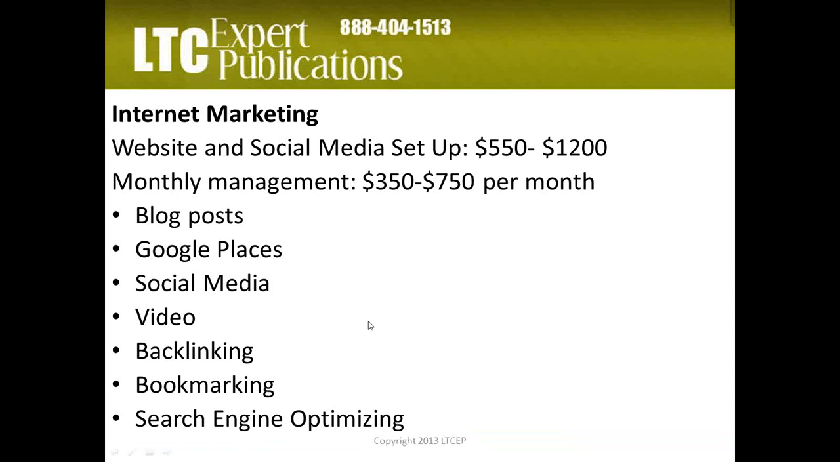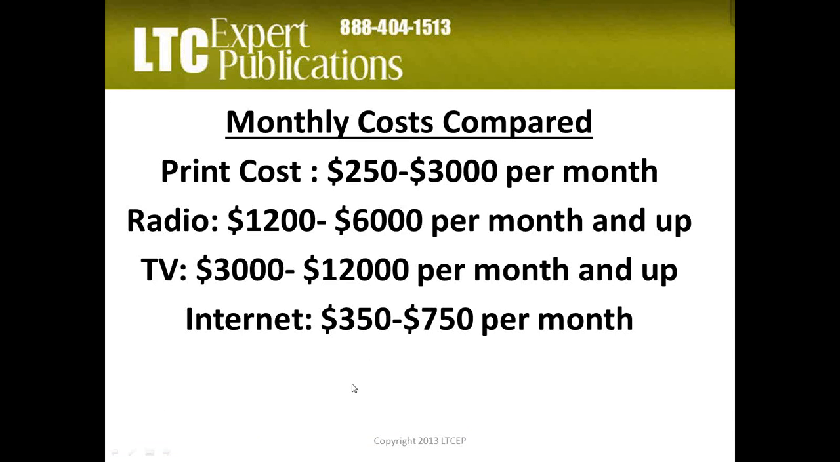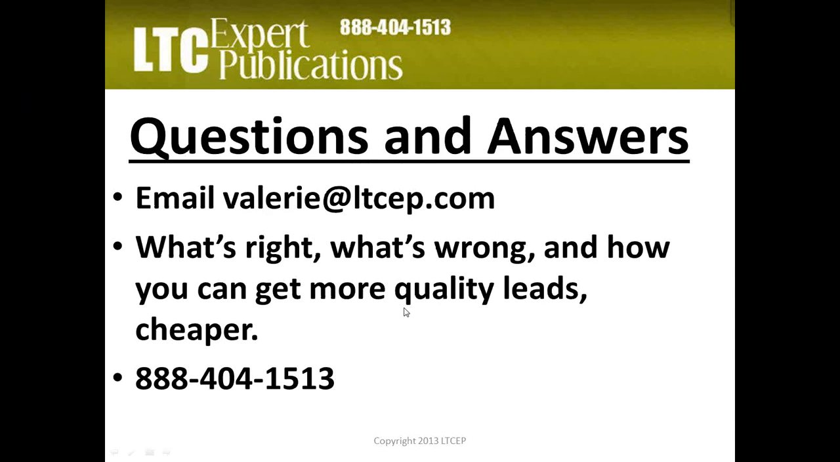Depends on what you want and how often you want it. So let's look at all the monthly costs. Print's all over the board. You may spend anywhere from $250 a month to $3,000 per month for your printing costs. Radio can be anywhere from $1,200 to $6,000 per month and up, and TV can be anywhere from $3,000 to $12,000 per month and up. Internet's typically $350 to $750 per month. So those are really your monthly costs, somewhere in there. It's a big range, but it really depends on your marketplace.